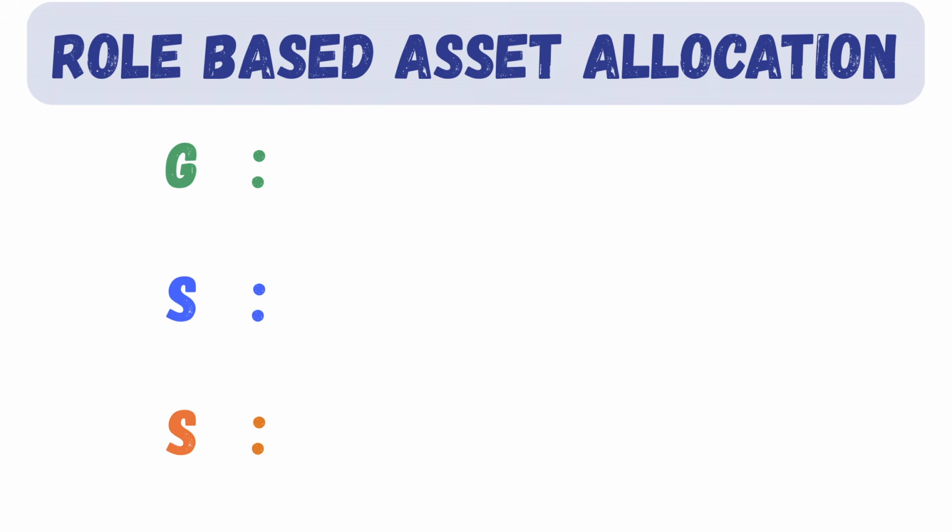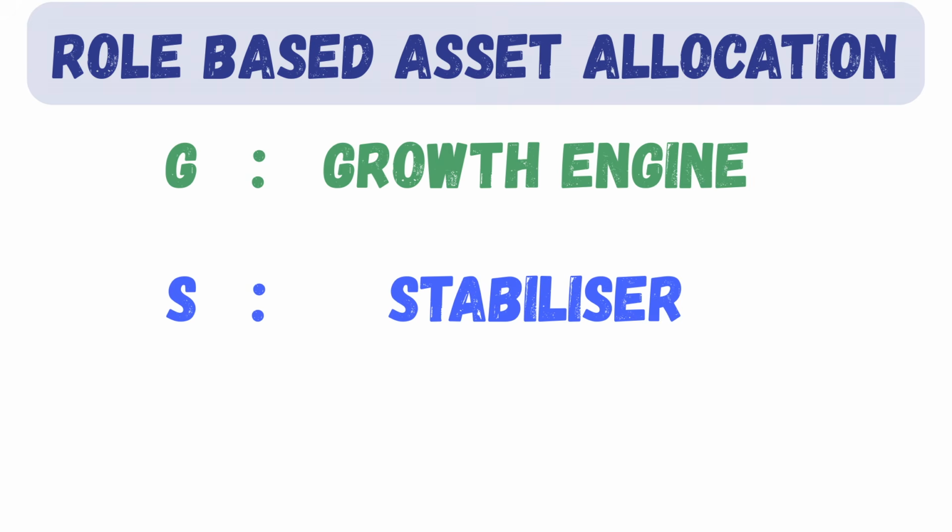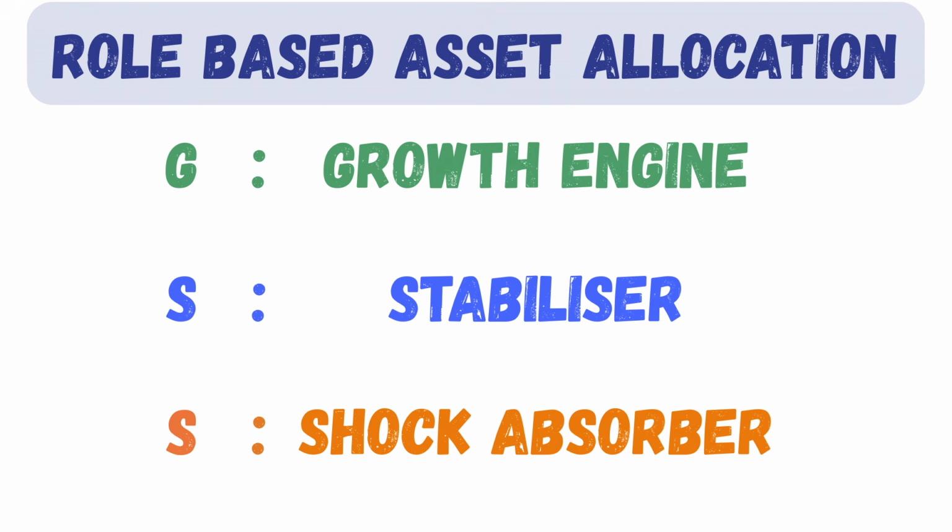I want to share a framework that I use to think about portfolio allocation. I've abbreviated it as GSS so that it becomes easy to remember. Every asset class can be evaluated through 3 roles for a portfolio. G is for growth engine, S is for stabilization, and the second S is for shock absorber.